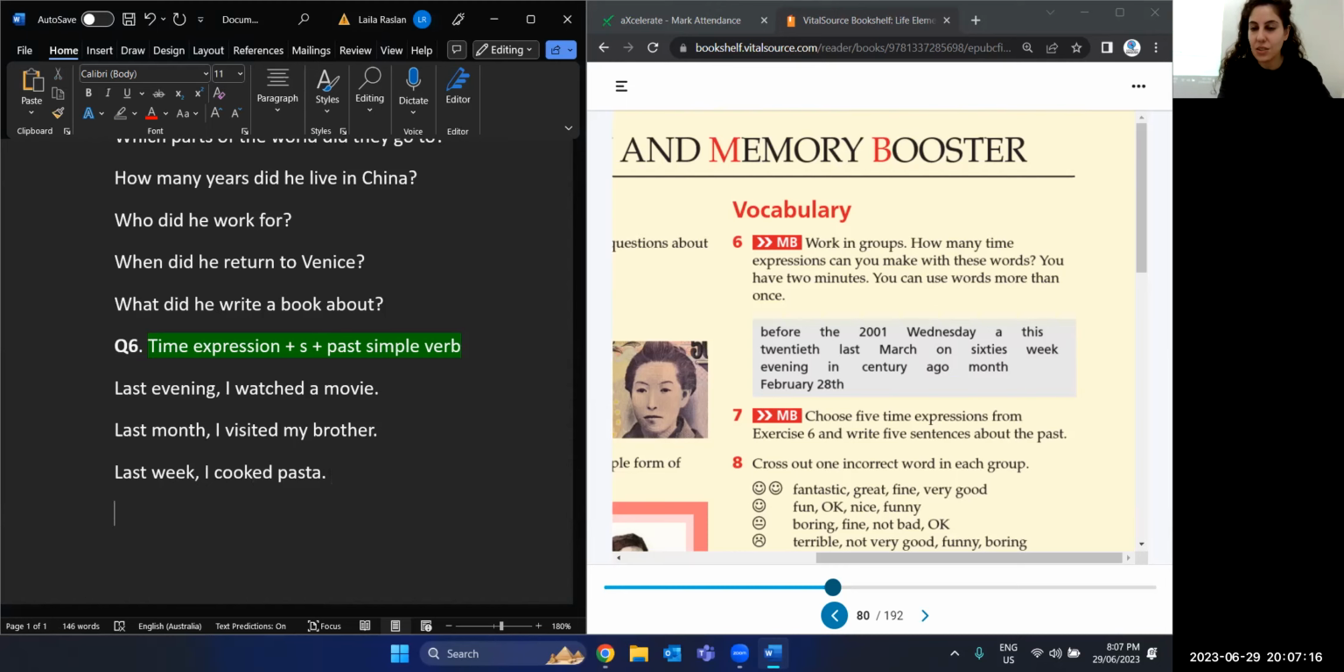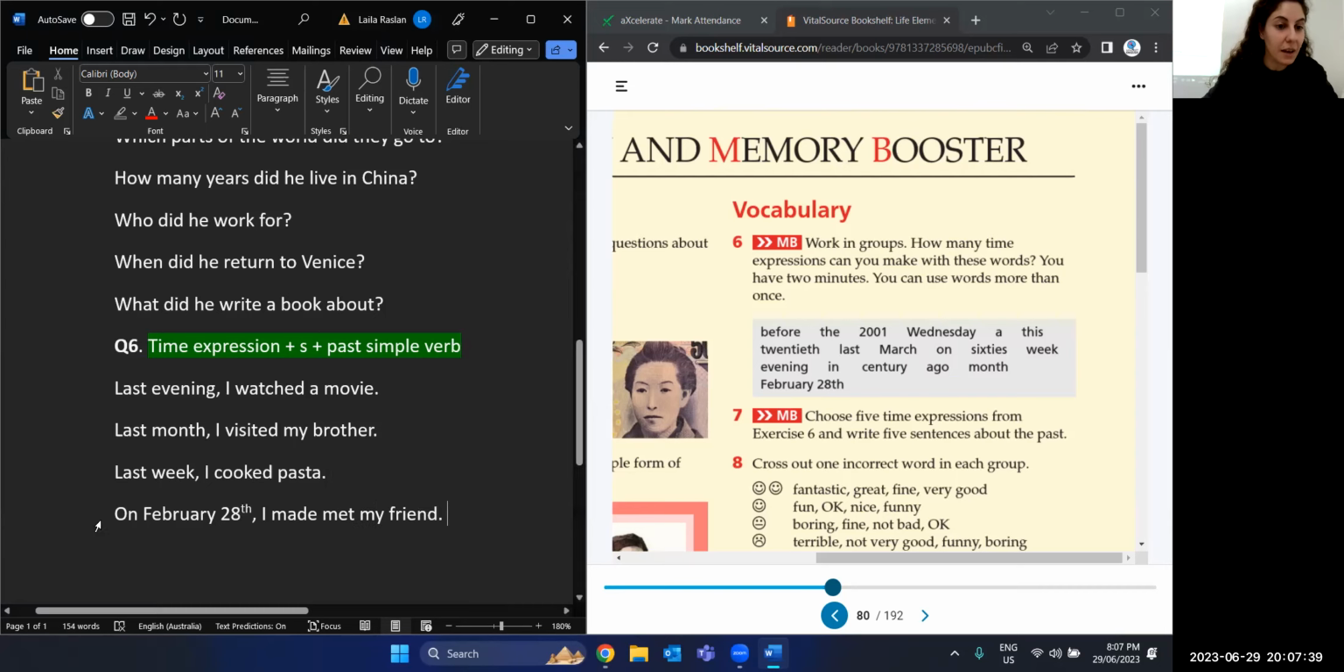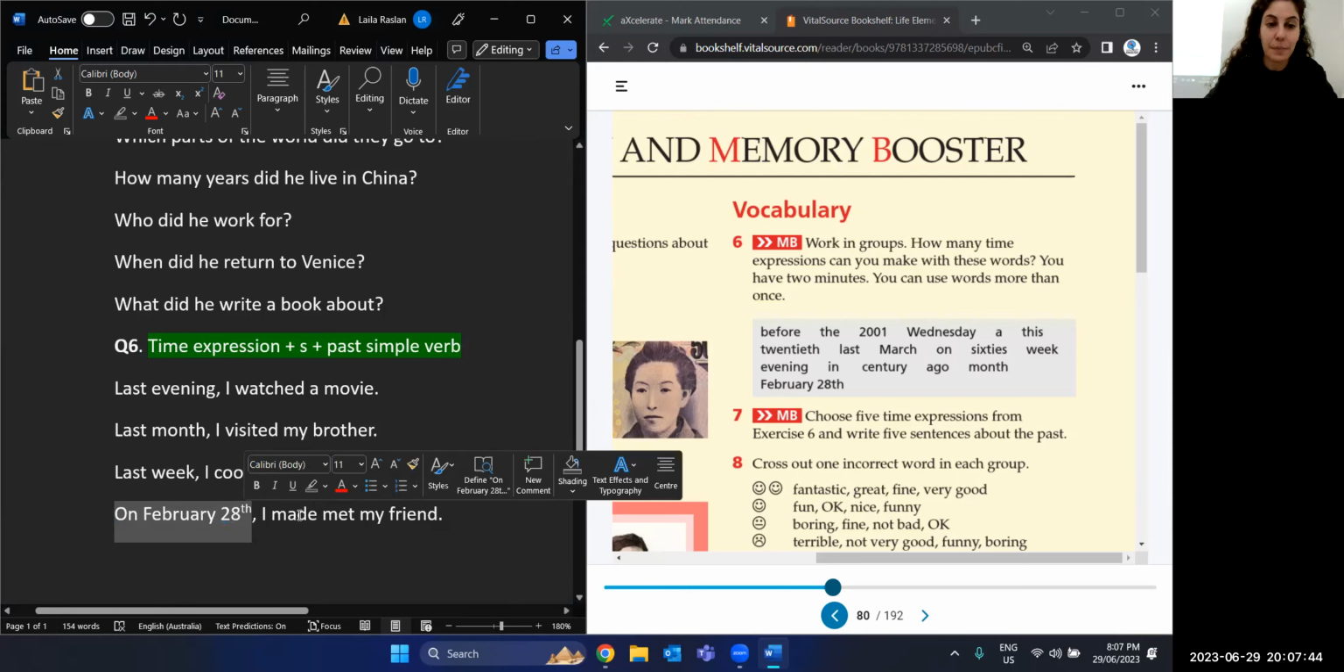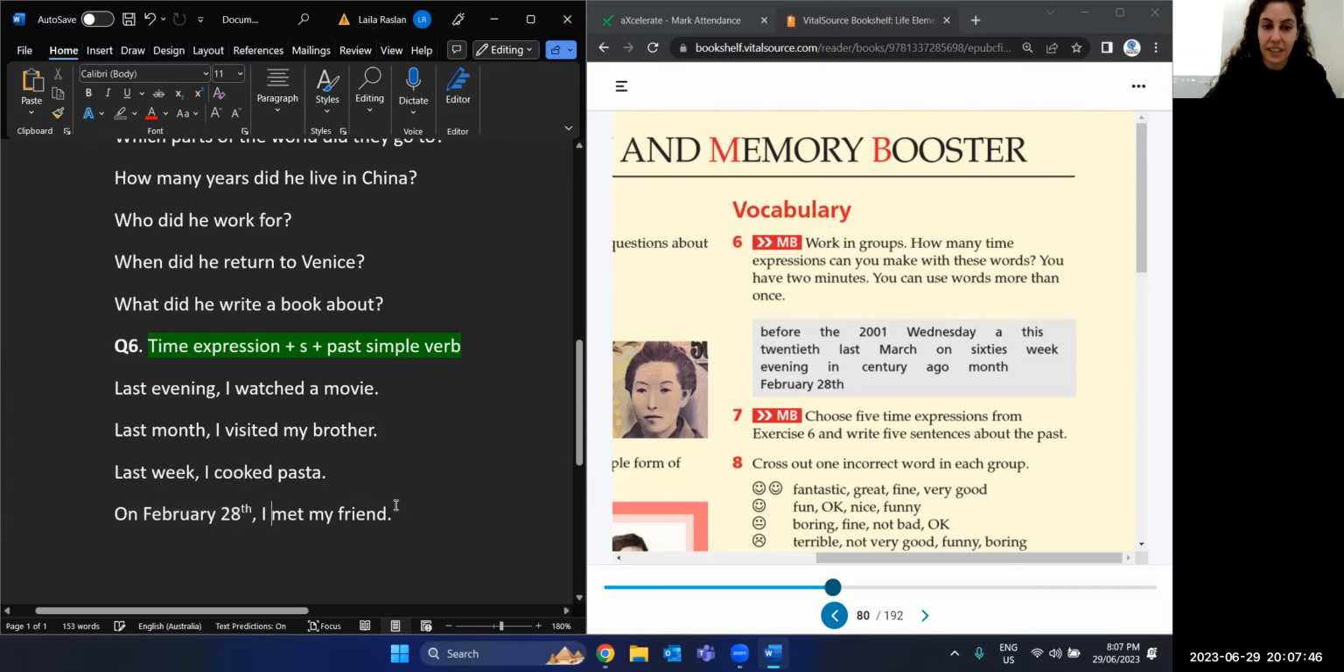Jimin, make me a sentence with on February 28th. So you just have to pretend you did something on this day. What did you do? February 15th is I met my friend. I met my friend. Yeah, good. So we use the time expression on February the 28th, the time I met my friend. Is that right? Good.